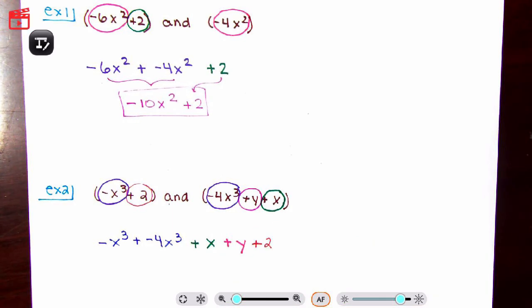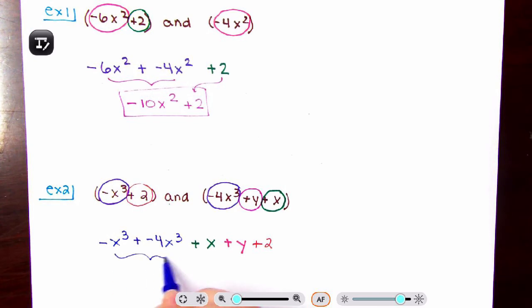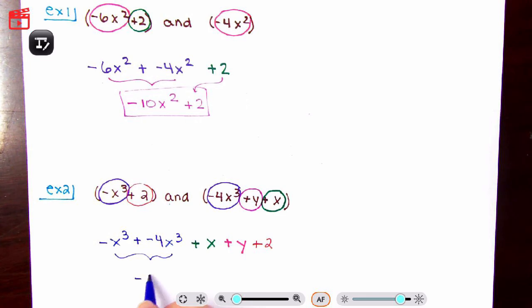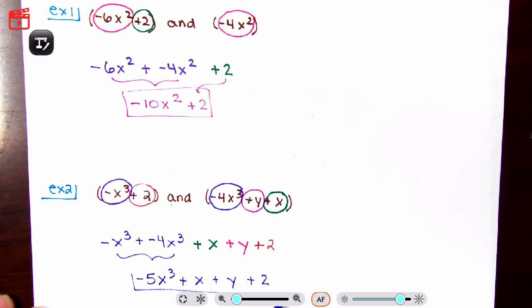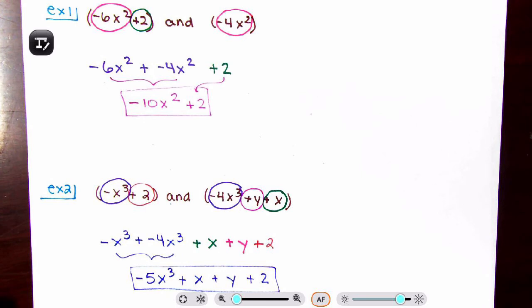So let's combine the terms that we have. So I have a negative x cubed and a negative 4x cubed. That means I have a negative 5x cubed. Bringing everything else down because they are lonely and they do not have a buddy. So they are singular, and here is our final answer for adding these two polynomials.